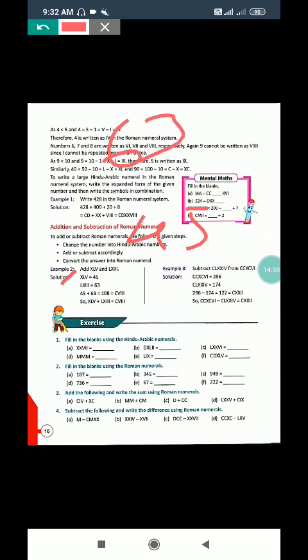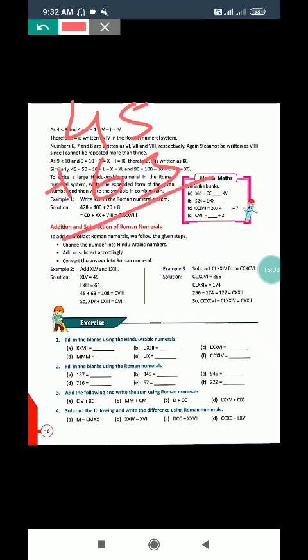So what we have to do? Add the numbers. Now we have to add 45 plus 63. We get the value 108. Now we have to write this 108 in Roman numerals.